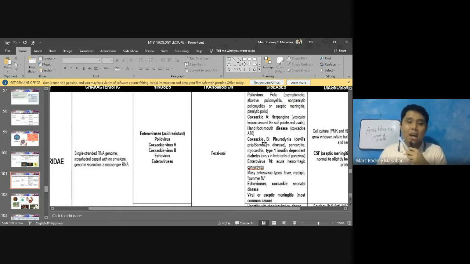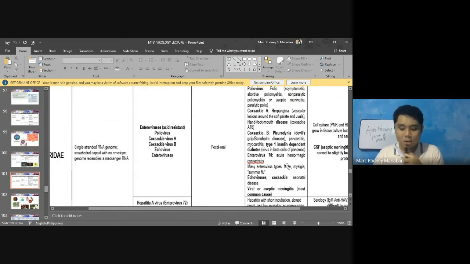Again, Coxsackie B, pleurodynia, no? Devil's grip, chest pain upon inhalation. So it's also called devil's grip or Bornholm's disease. Okay? And herpangina is caused by Coxsackie A. Many letter A in herpangina. So who is the causative agent? Coxsackie A. All right. Okay. Now, enterovirus 70, it can cause acute hemorrhagic conjunctivitis.